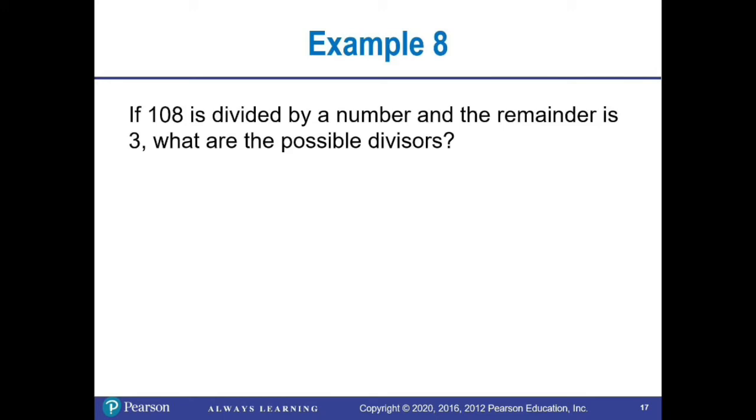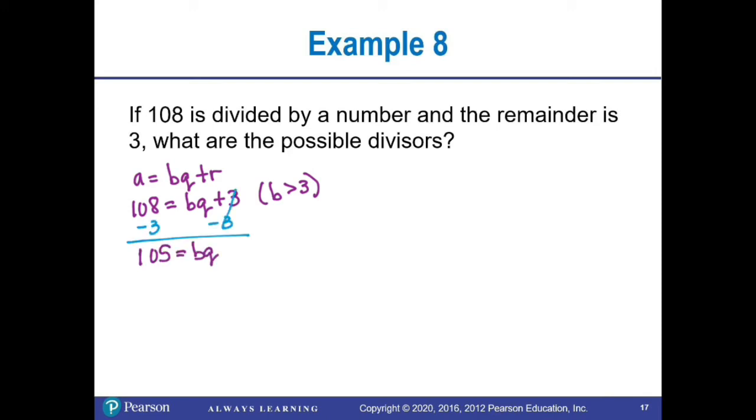I start with my division algorithm. A equals BQ plus R. So 108 is my A. I'm looking for the divisors, so B and Q I'm going to bring down. And my remainder here is 3. Remember, our divisor has to be bigger than the remainder. And so B has to be greater than 3. Let's solve for BQ. Subtract the 3 from both sides gives us 105. So I want to think about that 105 and the factors of 105.